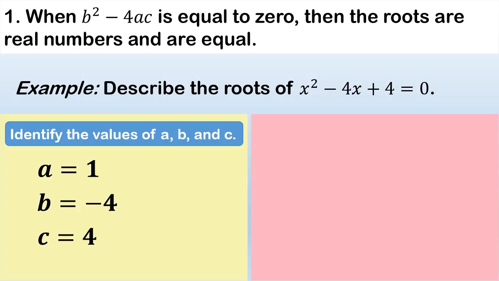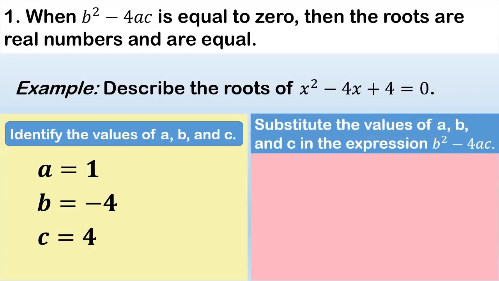Now, after we identify the values of A, B, and C, the next step that we're going to do is to substitute the values of A, B, and C in the expression B squared minus 4AC. So, anong gagawin natin dito? Gagamitin natin ang ating expression B squared minus 4AC to find out the value of the discriminant. Okay, so let's substitute the values on the given expression.